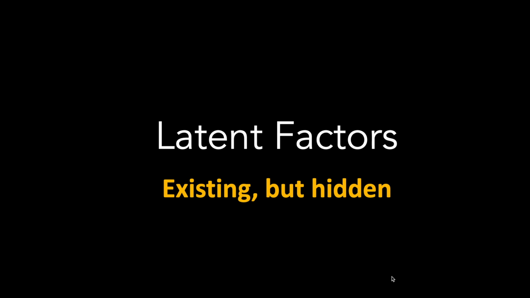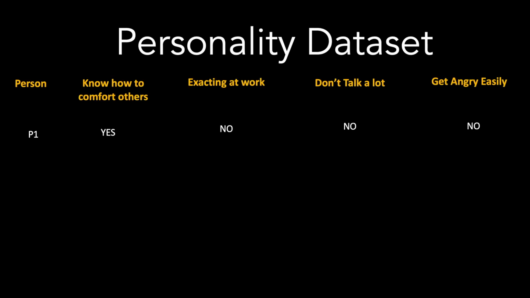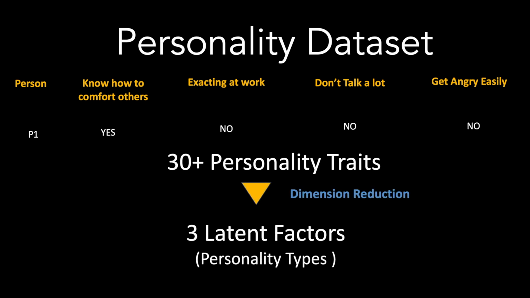Latent means something existing but hidden. Dimension reduction techniques can help us to discover the latent factors in the data. I will illustrate this using a dataset on personality traits. The dataset is collected by interviewing a group of people and collecting information on various personality traits. The dataset has about 30 plus personality traits, and we will use dimension reduction to discover 3 hidden or latent factors. These 3 latent factors will in fact represent 3 different personality types.